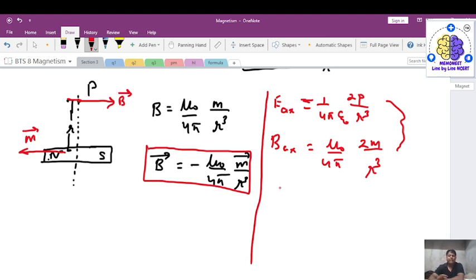And the derivation is exactly same as we did in the electrostatics, right? So the derivation is not that required or not that important over here. So I'm not getting into it. But derivation is exactly same as we did in the electrostatics.